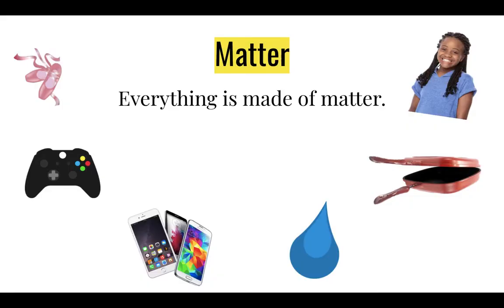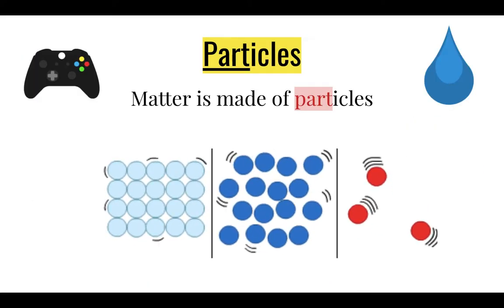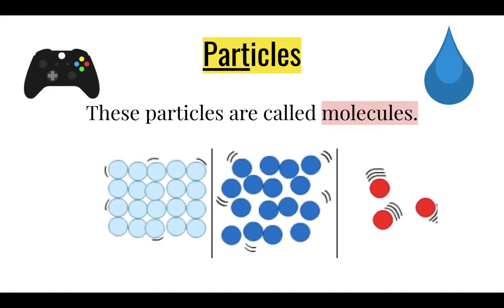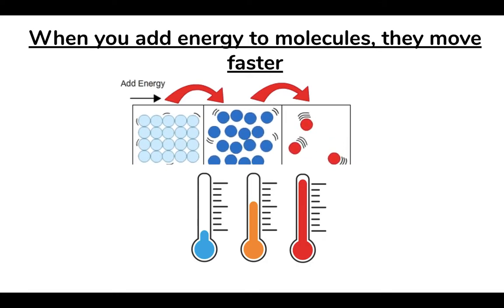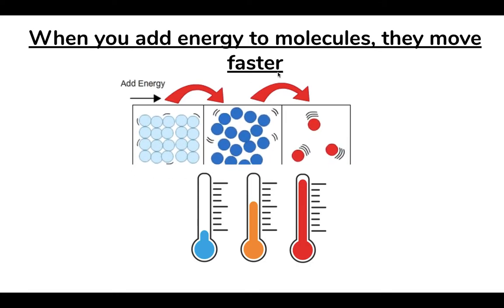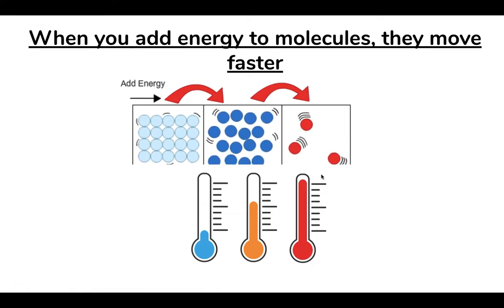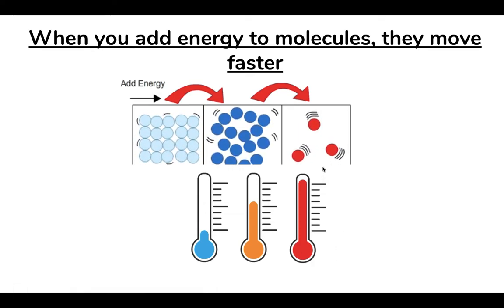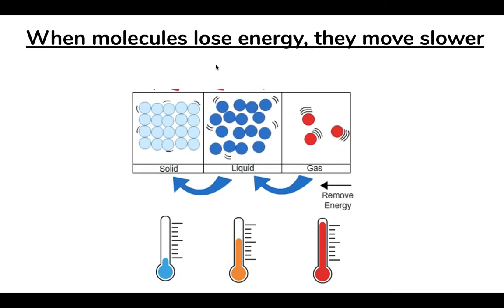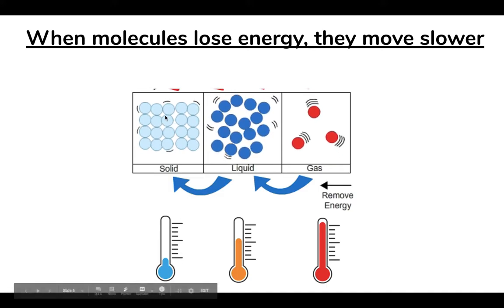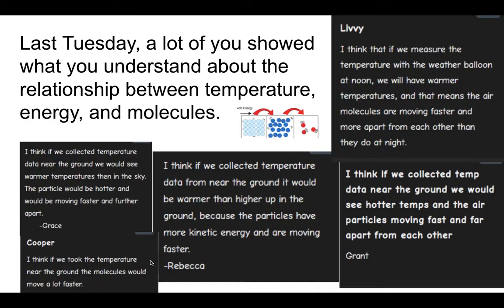A quick review. Everything is made of matter, and matter is made of particles. These particles are called molecules. When you add energy to molecules, they move faster. We measure this with temperature, or we can say they have more energy. When molecules lose energy, they move slower. Again, we can measure this with temperature.